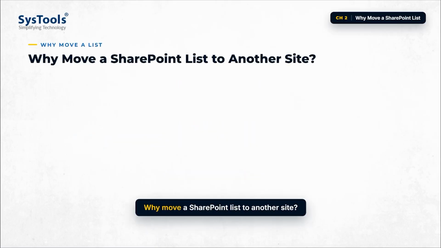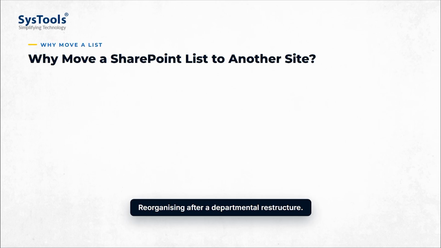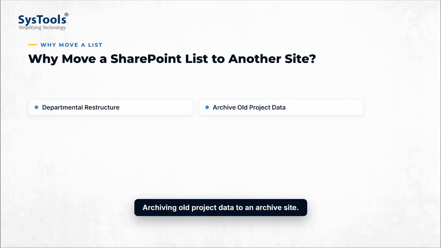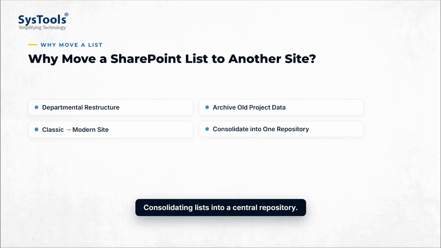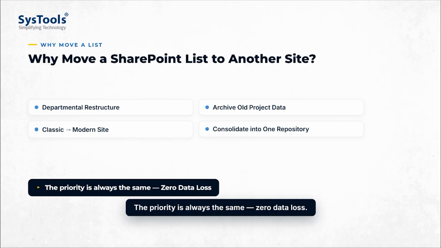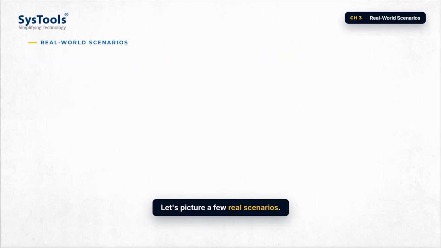As a SharePoint admin, there are 4 common reasons. Reorganizing sites after a departmental restructure. Archiving old project data to a dedicated archive site. Moving from a classic site to a modern communication site. And consolidating multiple lists into a central repository. Whatever the reason, the priority is the same. Zero data loss.